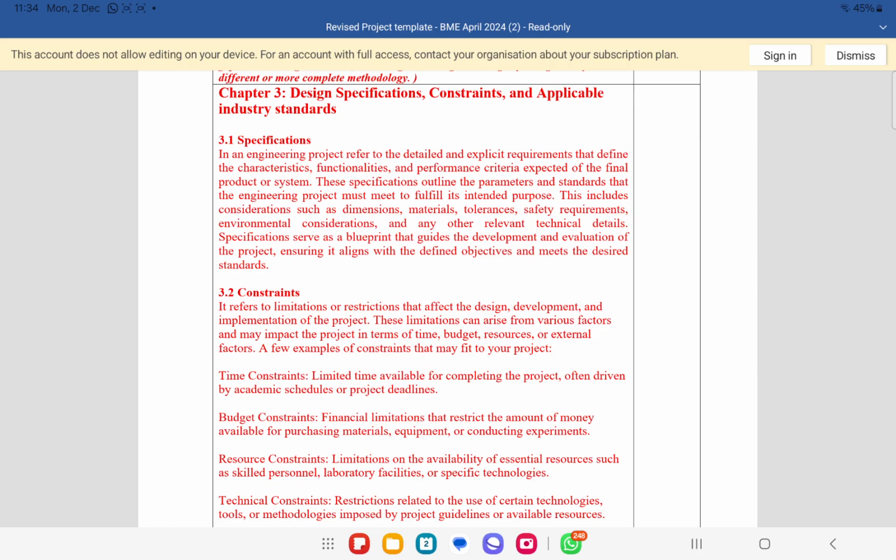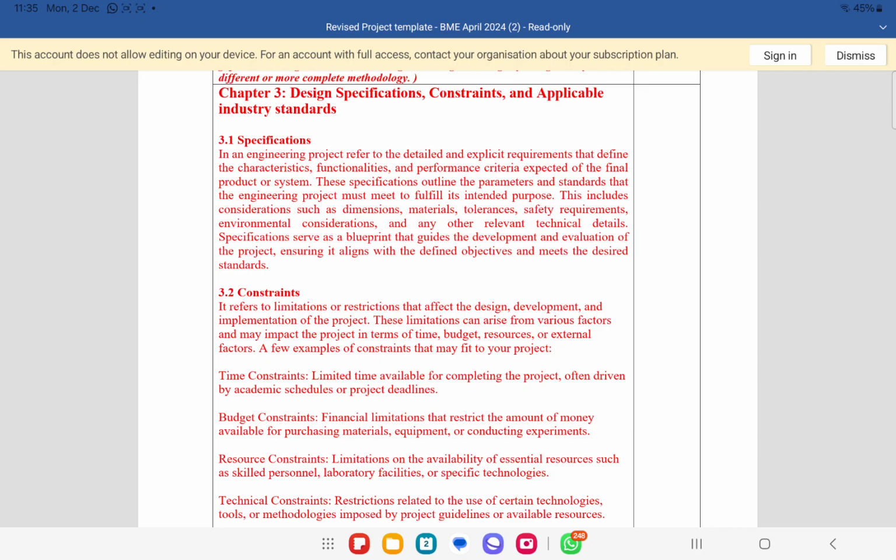So whatever you think of as the characteristics of the design, or functionalities, or performance criteria, can be considered as specifications. At the same time, there are also some limitations, or restrictions, and these restrictions or limitations normally affect the total design of the project. So these are basically called constraints. Since we are working in a university, the major constraints are time, and the budget, which is another constraint.